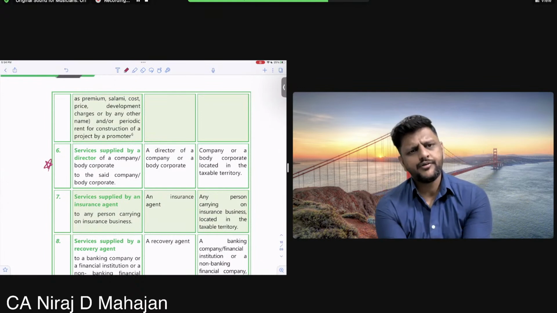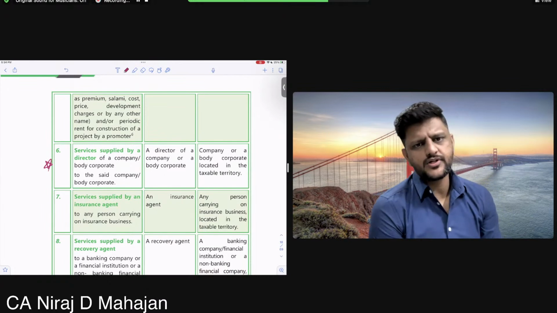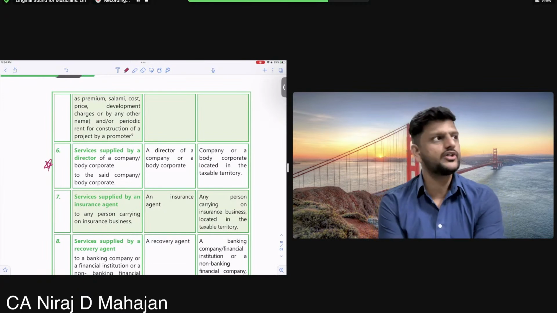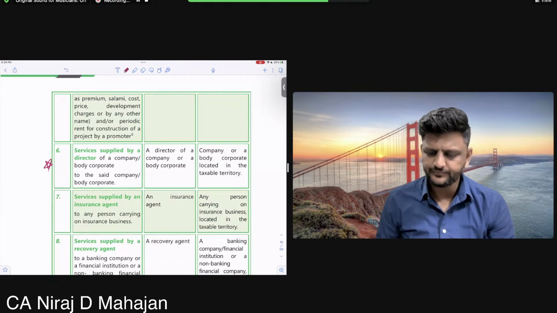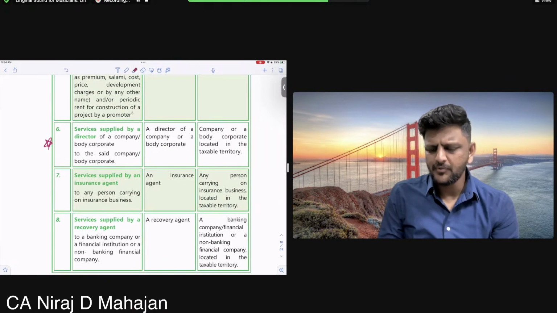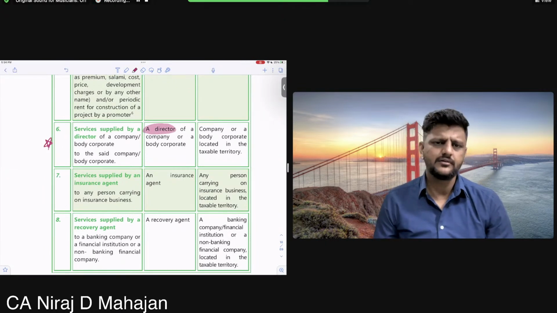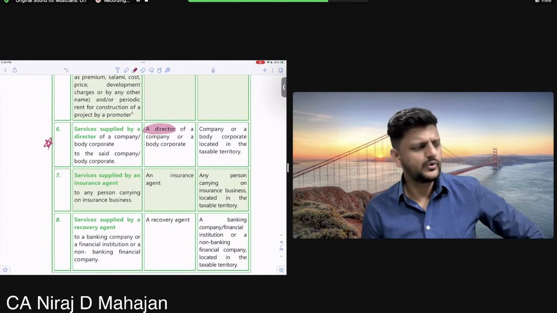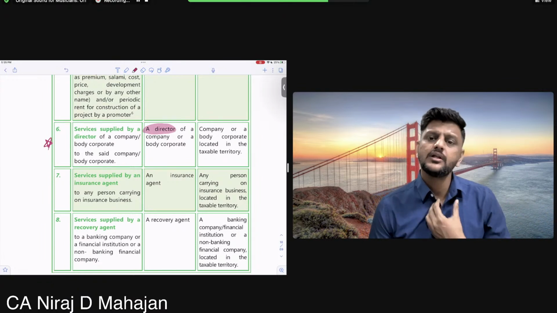Service by a director of a company to the said company. Service provider: director; service recipient: company. Again, I hope you remember income tax also has its implication under 194J, right? So RCM applicable here. Done. A director can be a director in many companies, up to 20 companies. So he is not going to make his own invoice every quarter or every year. The recipient is going to get all the compliances done. Recipient means who? The company. All right.